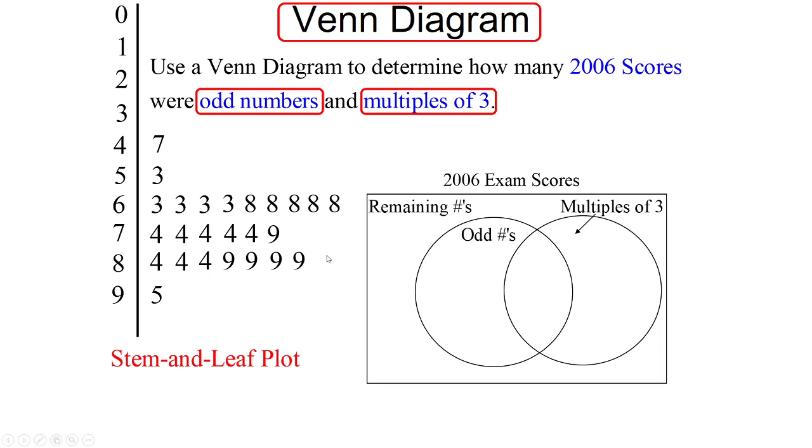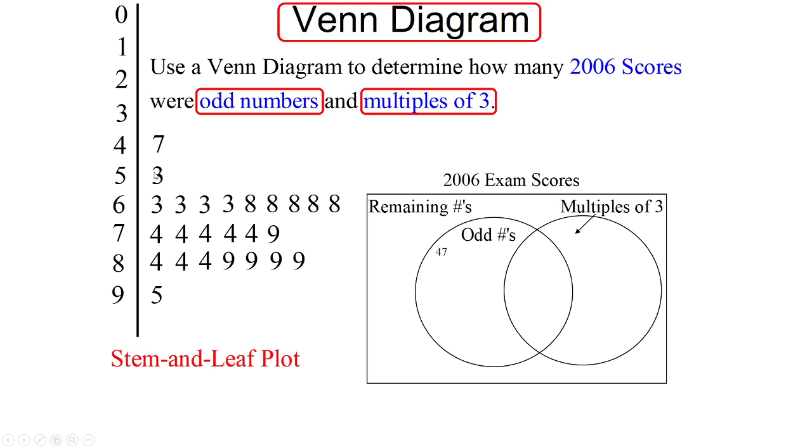Okay, so let's go. 47. You guys know 47 is an odd number. How do you know if it's a multiple of 3? Well, there's a simple rule. If you add the digits, like 4 plus 7 is 11, and if 3 goes into 11 evenly, then 3 has to go into 47 evenly. Now, 3 does not go into 11 evenly, so that means that 47 is just an odd number. Okay, it is not also a multiple of 3, so I didn't put it in here.